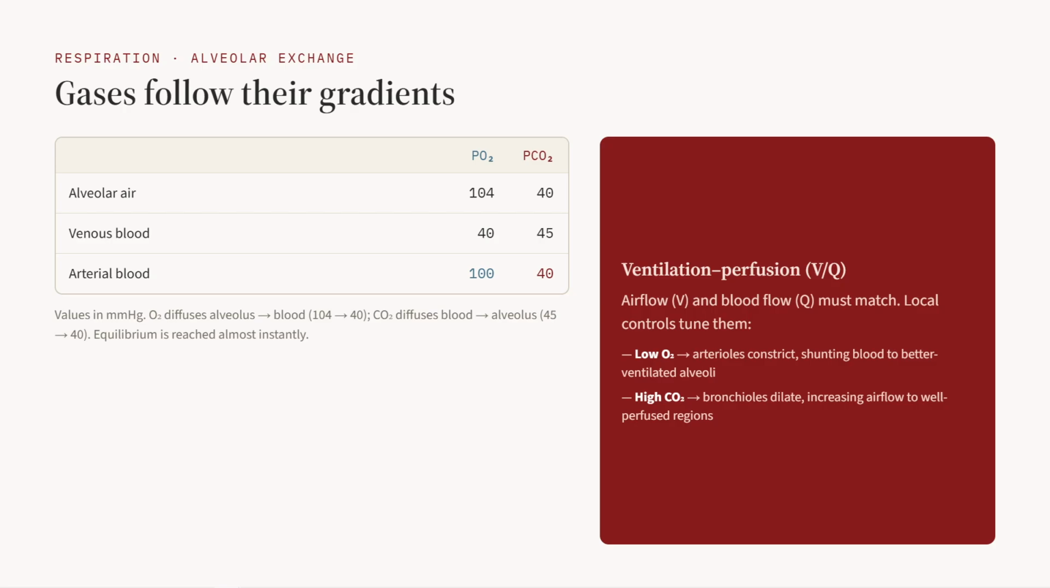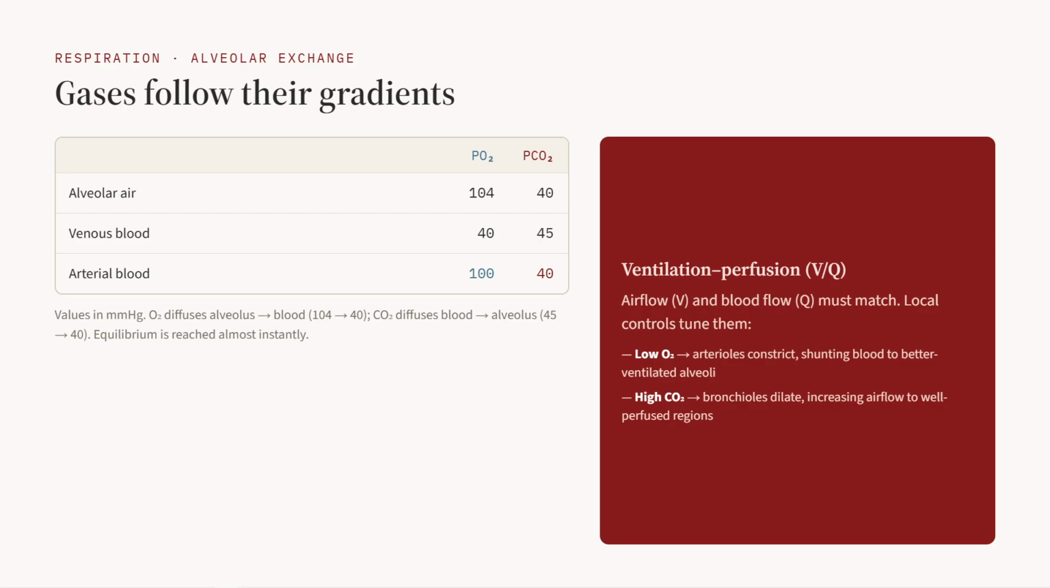Gas exchange runs entirely on partial pressure gradients. Each gas diffuses from where its pressure is high to where it is low. Look at the numbers in millimeters of mercury. In the alveolus, oxygen sits at about 104 and carbon dioxide at 40. The venous blood arriving is the mirror image. Oxygen down at 40, carbon dioxide up at 45. So oxygen diffuses from alveolus into blood, and carbon dioxide diffuses from blood into alveolus, until they nearly equalize, almost instantly.